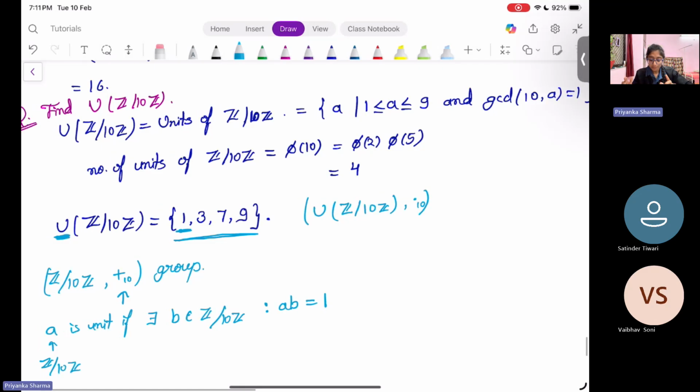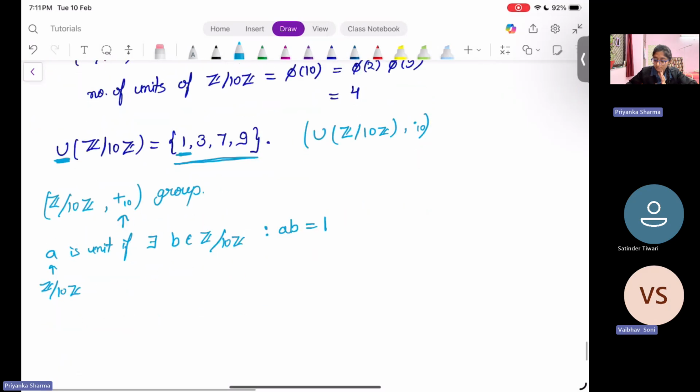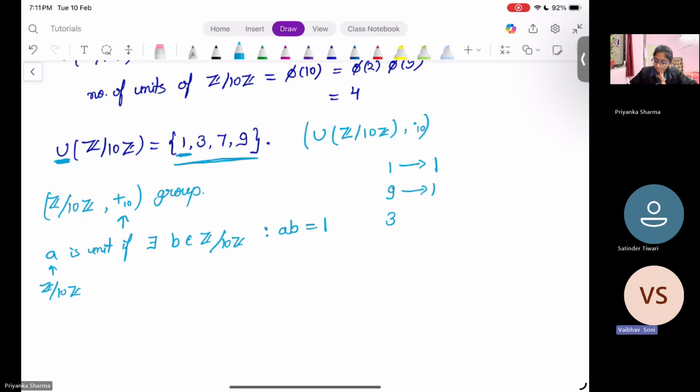So in the group Z over 10Z, units are those elements whose multiplicative inverse exists. One more thing you can see: is the number of units of Z over 10Z the same as the number of generators of Z over 10Z? Yes, because both are phi of 10. Both are the same. Is this true for all cases? Yes, the numbers will be the same.